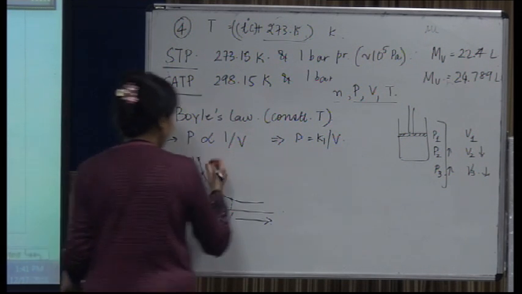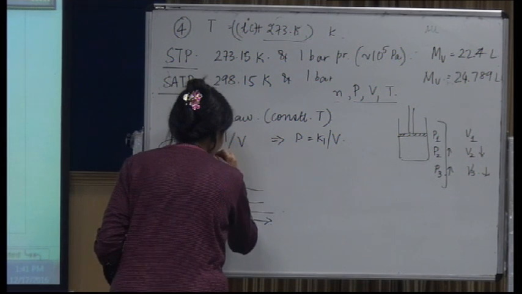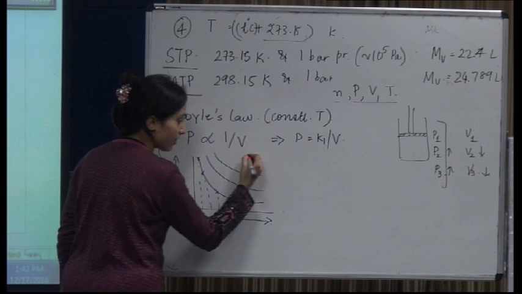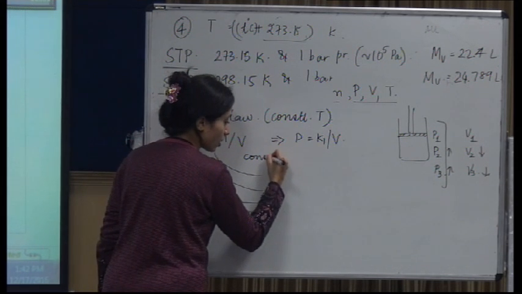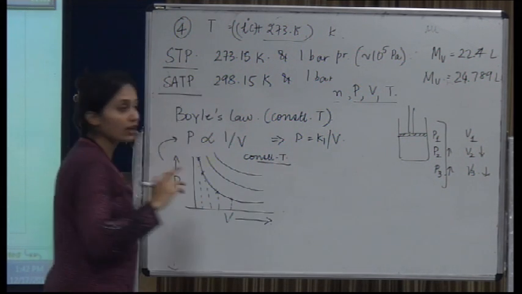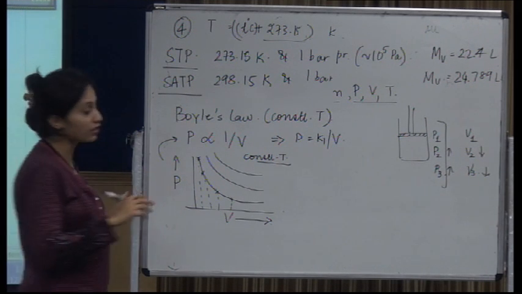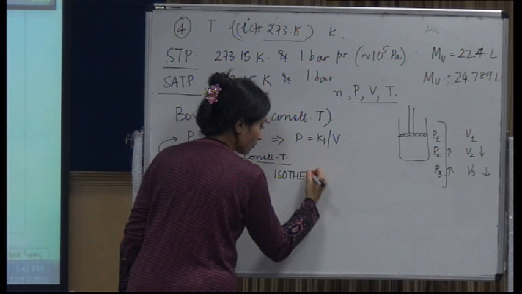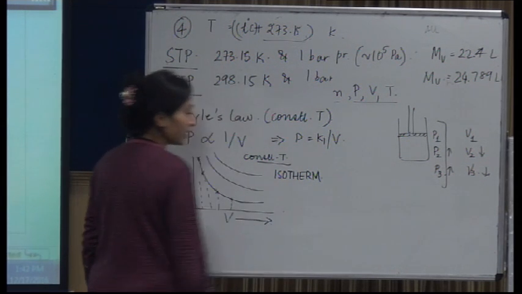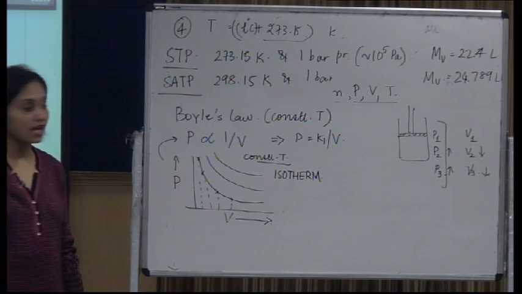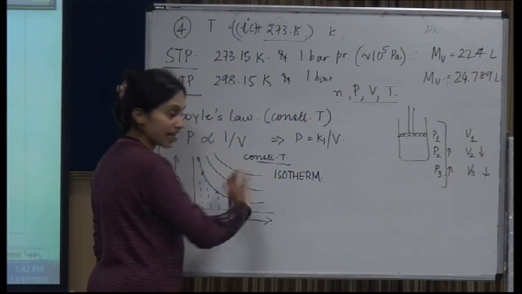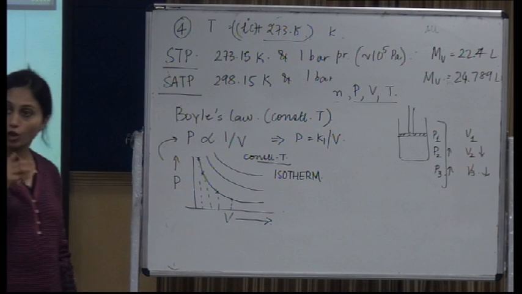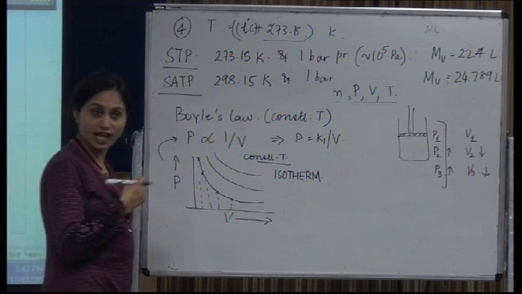Now if I have say more graphs associated with it, you know what this is? In all these cases you have temperature as constant, and whenever you draw a curve or a plot at a constant temperature, it is known as an isotherm. Isotherms: iso means same, constant, and therm is related to your temperature. So constant temperature graphs are known as isotherms.